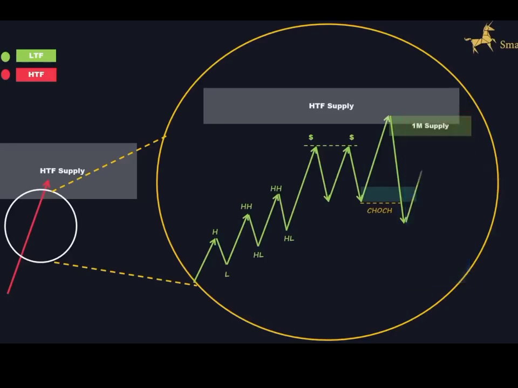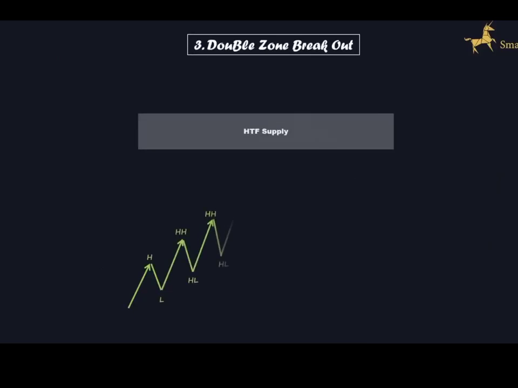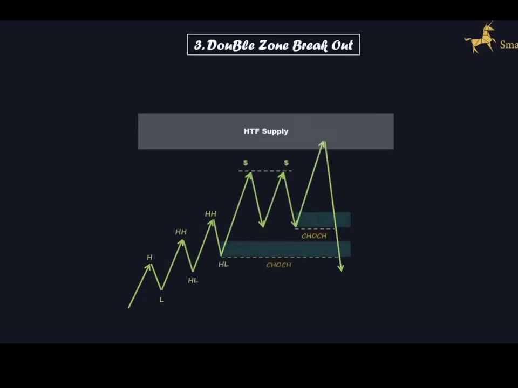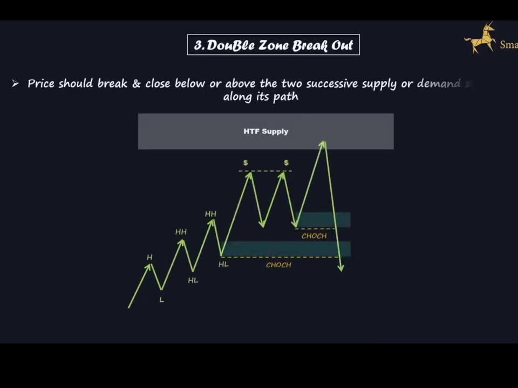Now let's proceed to the next criteria, which is the double zone breakout. For a change of character pattern to be more effective with a higher chance of success, the price should break and close below or above two successive supply or demand zones along its path. For example, in this scenario, if price breaks through this demand zone also, we have a double zone breakout, because price breaks out of the two successive demand zones with a bearish single leg movement.